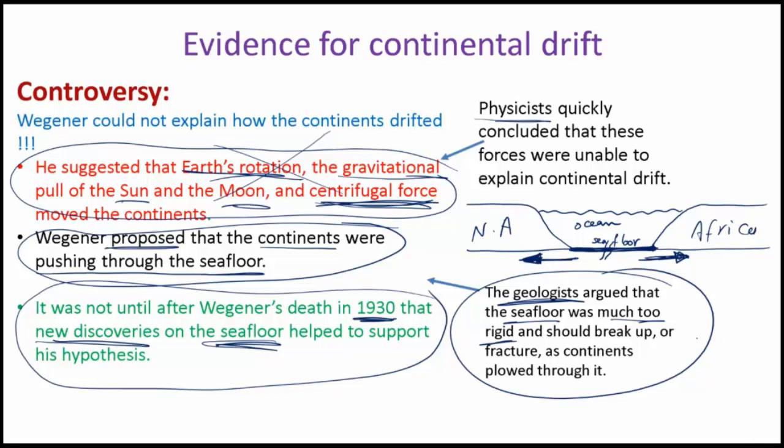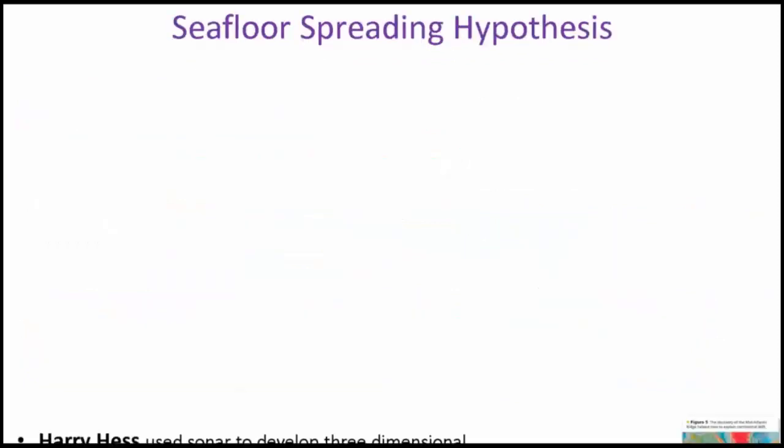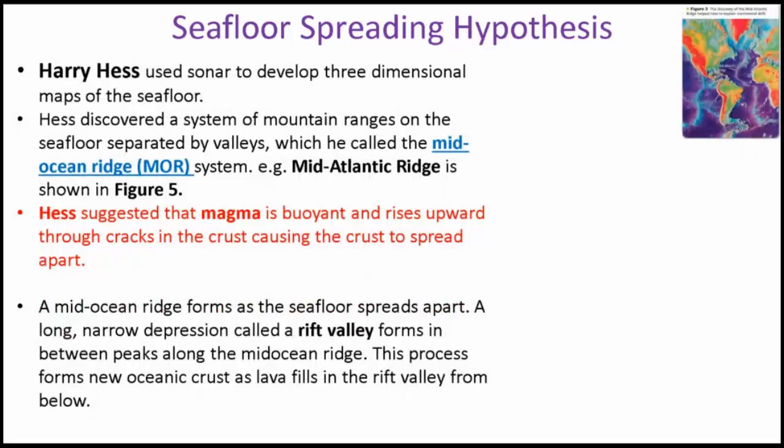So after Alfred Wegener, another scientist came, whose name is Harry Hess. Harry Hess had a ship, and this ship had a sonar.